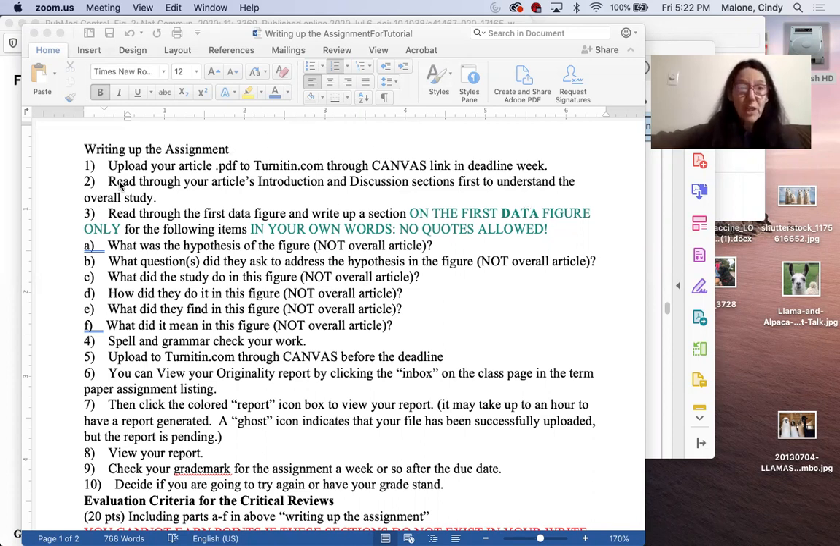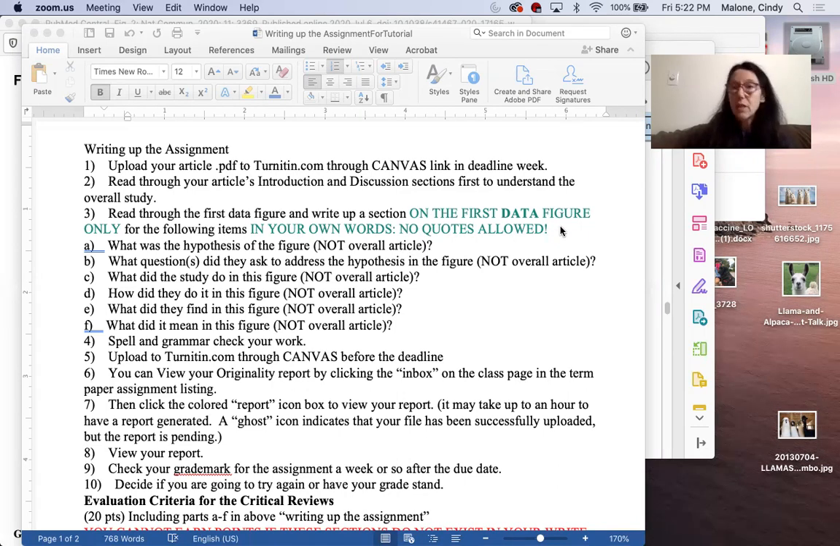After you've done your PDF uploads and picked the paper that you want to do, you need to look through the paper, read the introduction, and read the discussion so you can understand the overall study. Then you're just going to analyze one figure. It says read through the first data figure and write up a section on the first data figure only for the following items in your own words, no quotes allowed.